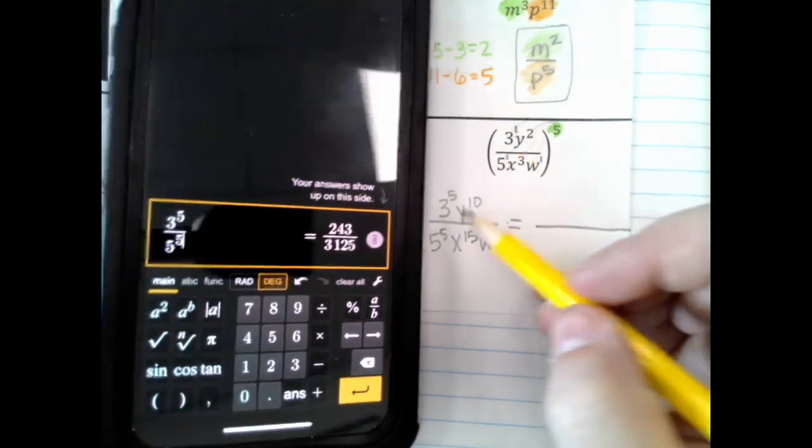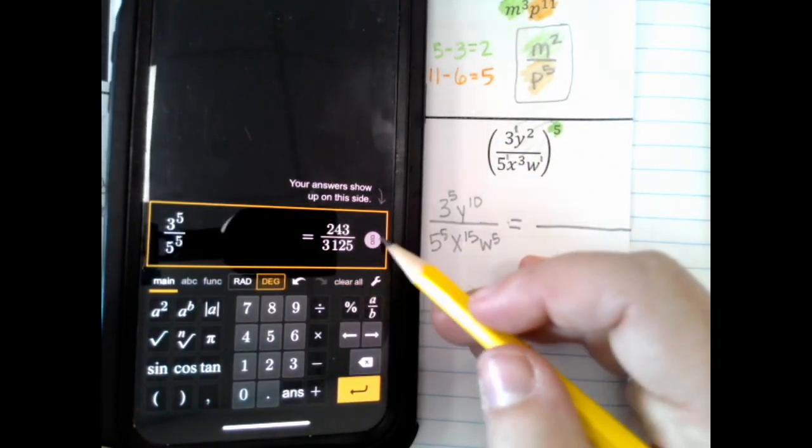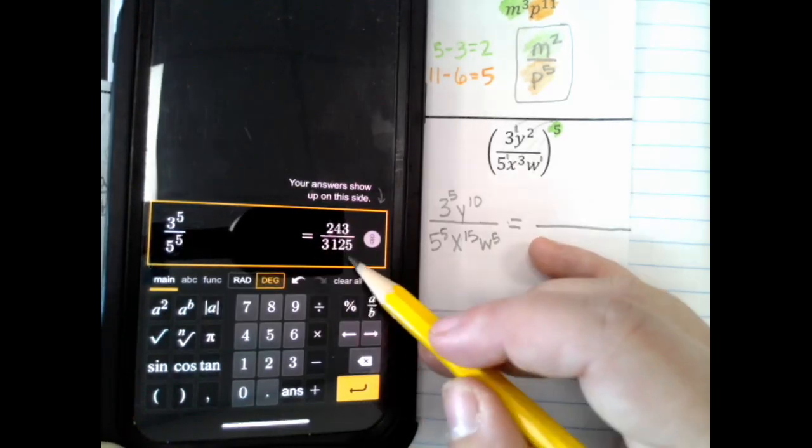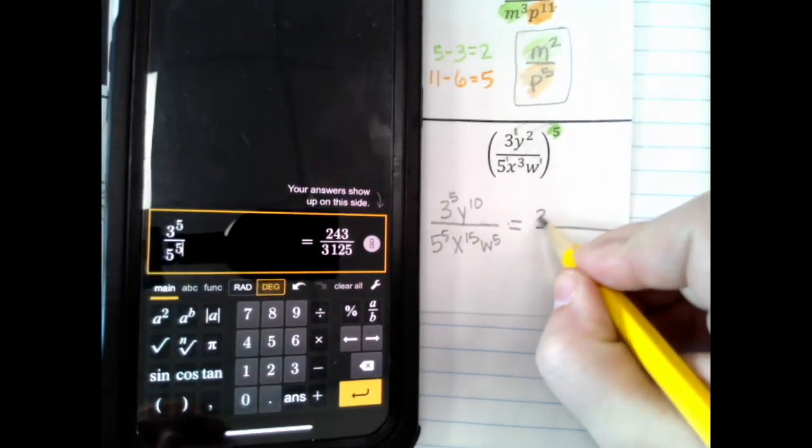And this time it actually turns out exactly how it would have been if you said 3 to the 5th and 5 to the 5th. But in case there was a point where it had to simplify, this would have done it for me, and that would have been a nice way to get rid of some steps.